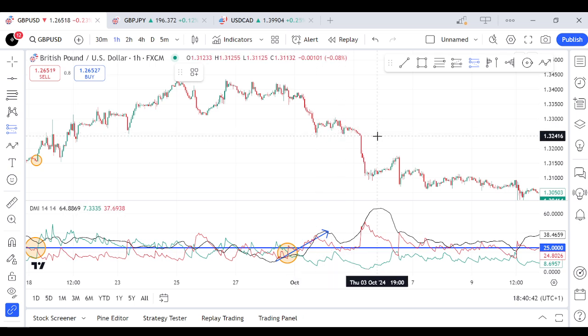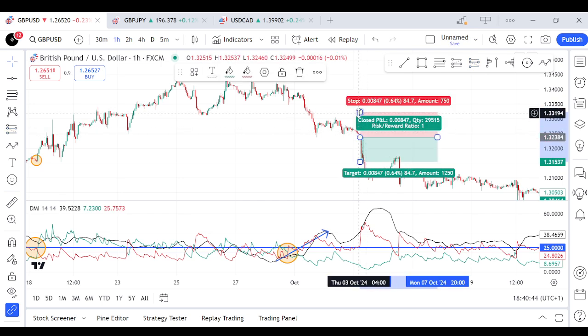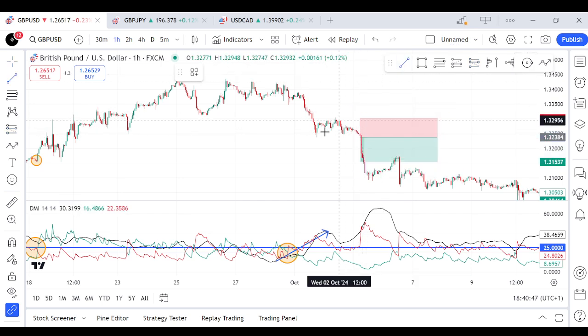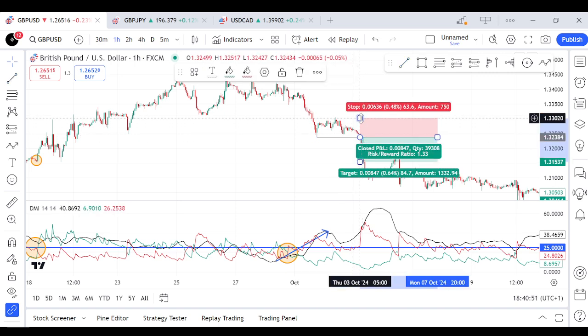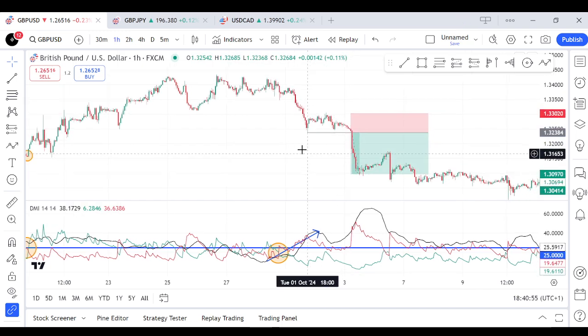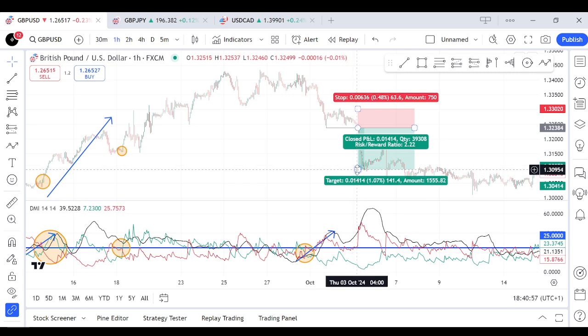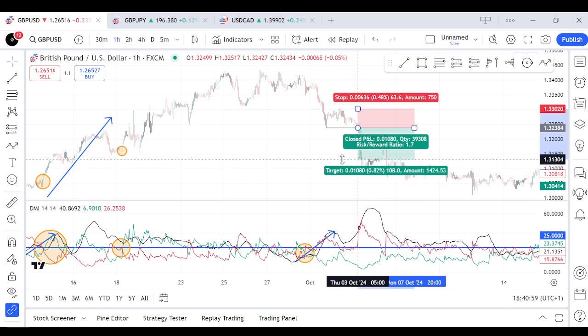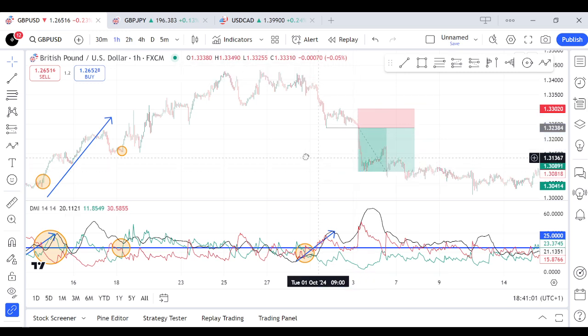You can see from the breakout of this, you enter from the breakout of that support level right there. Your stop loss just above right here. Your take profit could be a 1:2 or in line with a valid support zone.